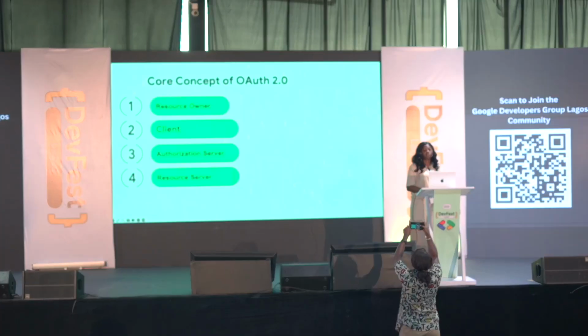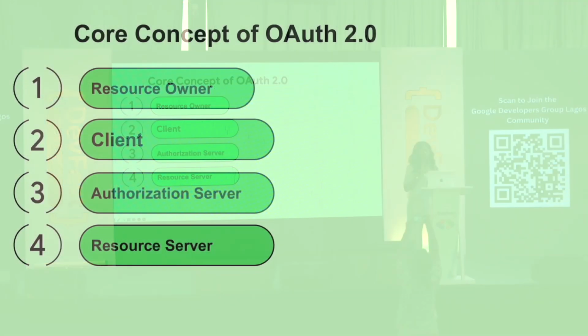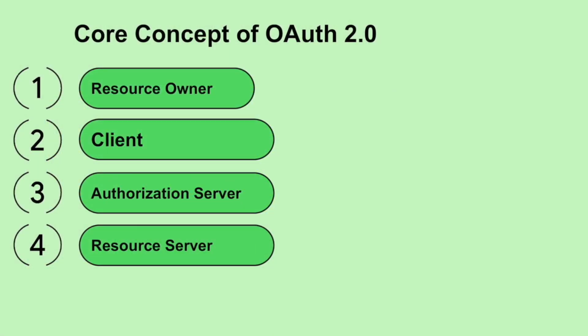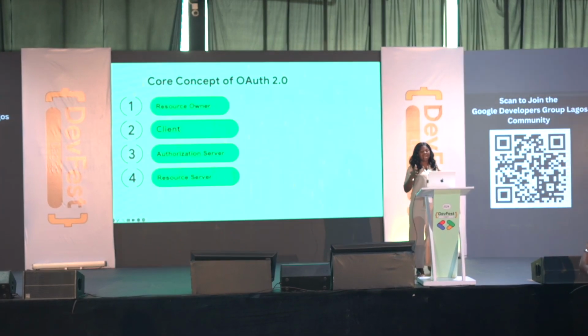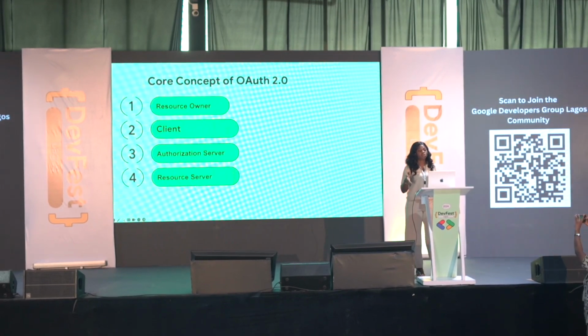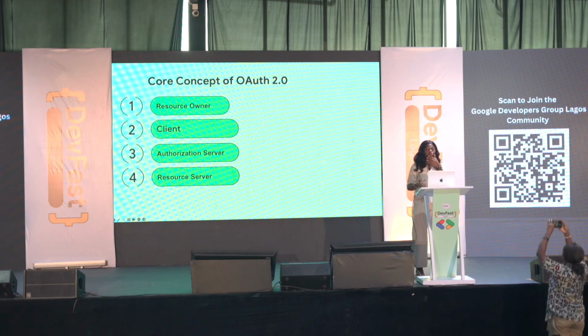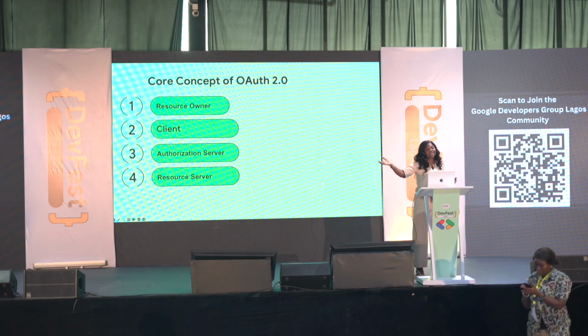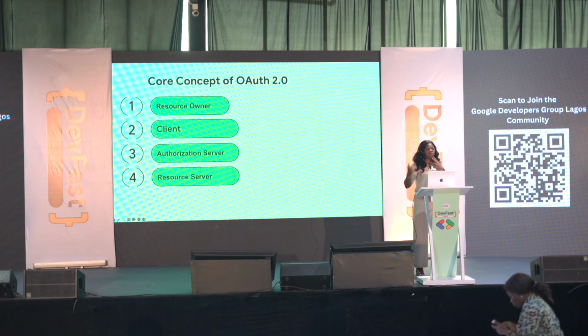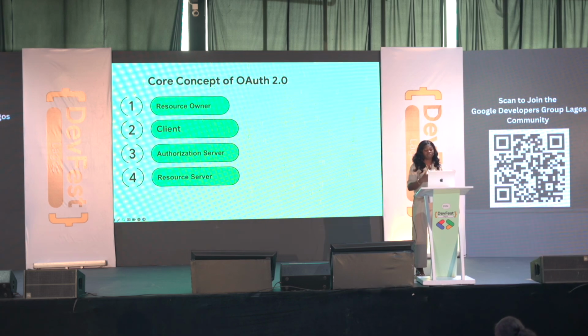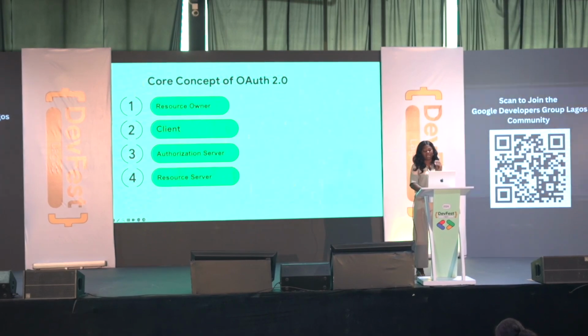Then there are four core concepts in open authorization. We have the resource owner, the client, the authorization server, and the resource server. Usually, the authorization server and the resource server are the same thing. The resource owner is the person trying to log in to the third-party application. For example, if I am trying to log into a website, say Defense Lagos, and they are using open authorization, I am going to be the resource owner. Then the client is the application making the request on my behalf, which is going to be Defense Lagos.